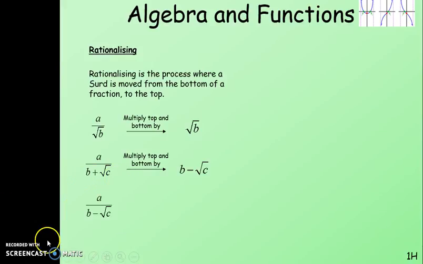If you've got a over b minus root c, then you're going to multiply top and bottom by the same two terms with the opposite sign. So you're going to have a plus instead of a minus. Why do we do that? Let's have a little look and see with some examples.